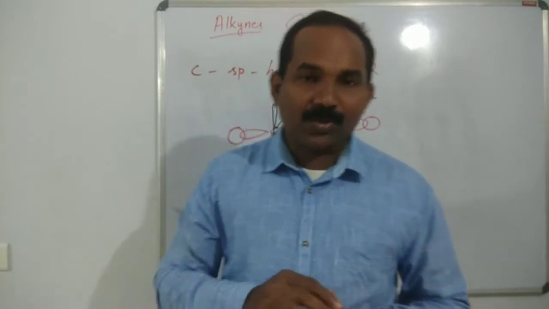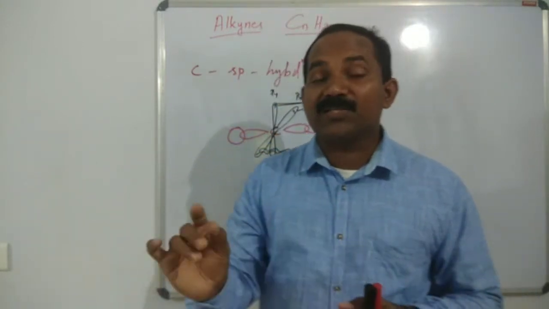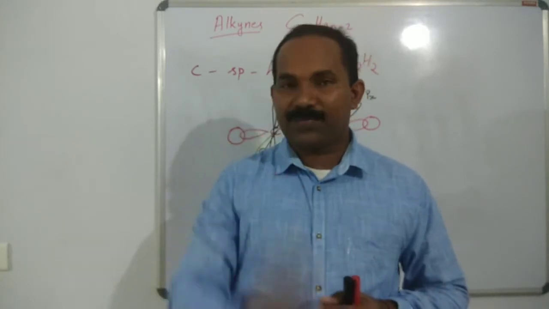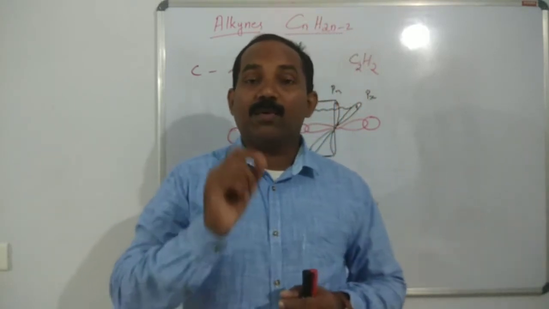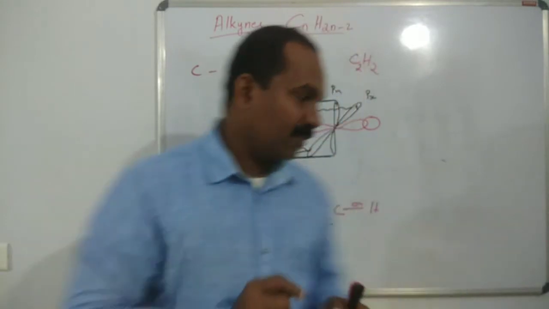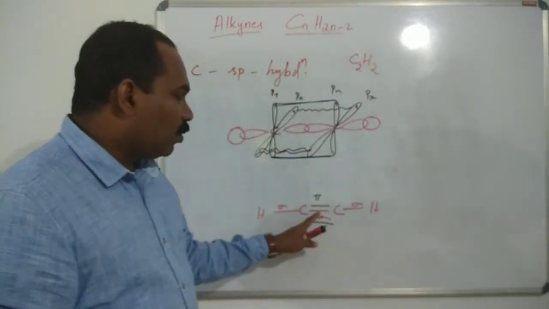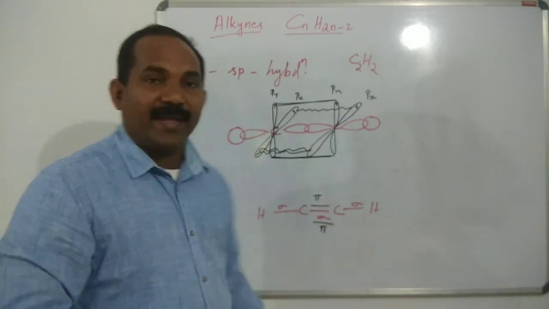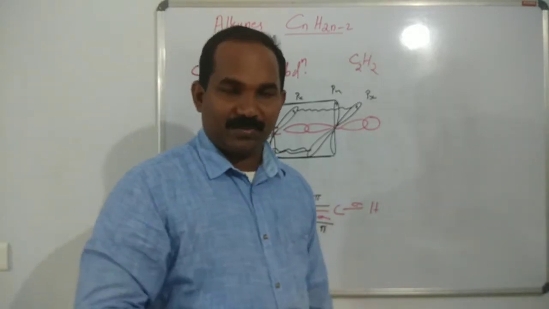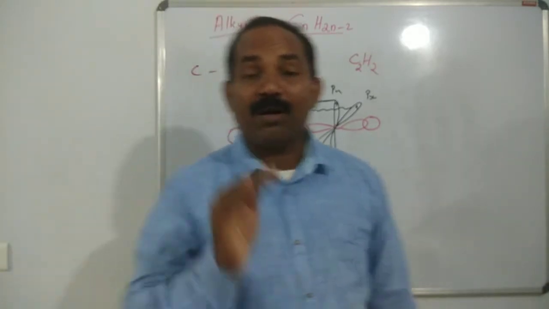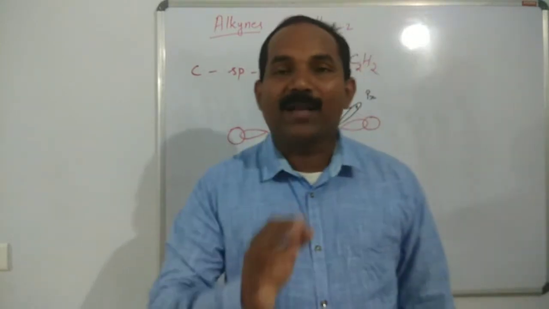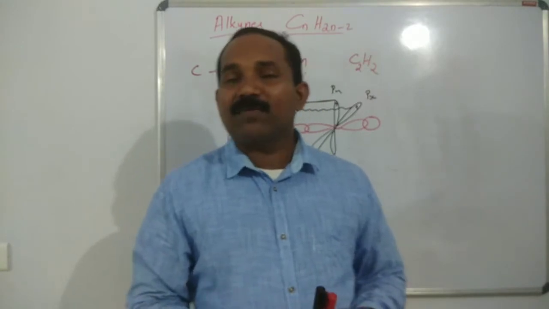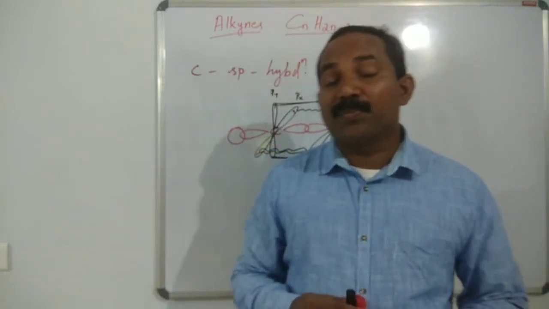So alkynes have linear structure, bond angle is 180 degree. You remember that there is one sigma bond and two pi bonds between the carbon atoms. That's the structure of alkynes. Okay? Yes.